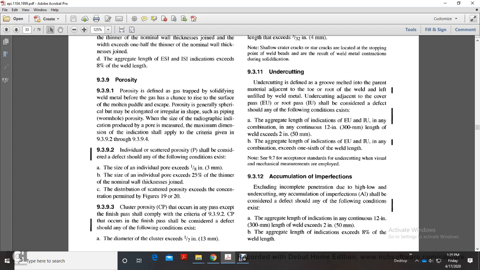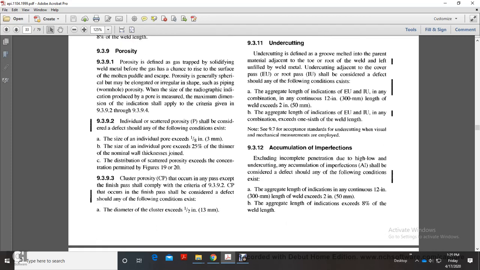9392. Individual or scattered porosity shall be considered a defect should any of the following conditions exist. The size of the individual pore exceeds 1/8 of an inch. The size of the individual pore exceeds 25% of the thinner nominal wall thickness joined. The distribution of scattered porosity exceeds the concentration permitted in Figures 19 and 20. 939.3.